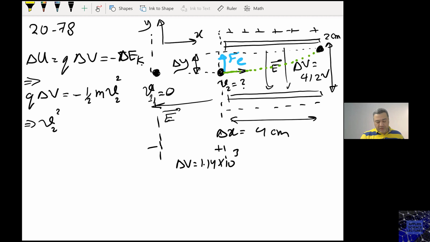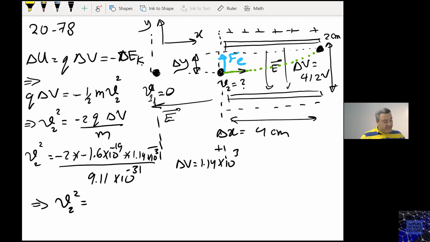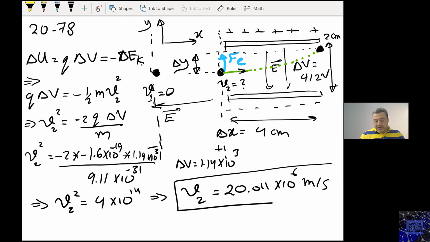So V2 squared is minus 2Q delta V divided by M. V2 squared is minus 2 times minus 1.6 10 to the power minus 19 times 1.14 10 to the power 3 divided by the mass of the electron, which is 9.11 10 to the power minus 31. V2 squared is 414. V2 is 20.011 10 to the power 6 meter per second. So this is the V2 along the x-axis.